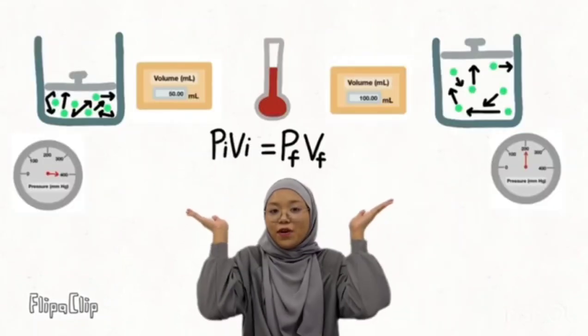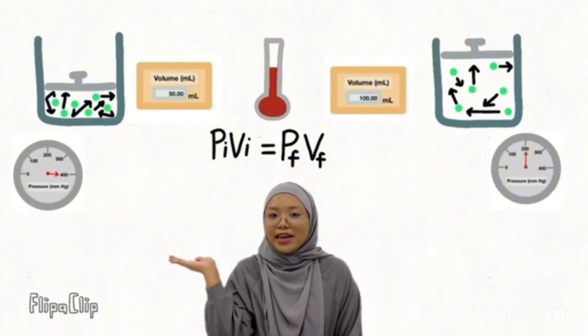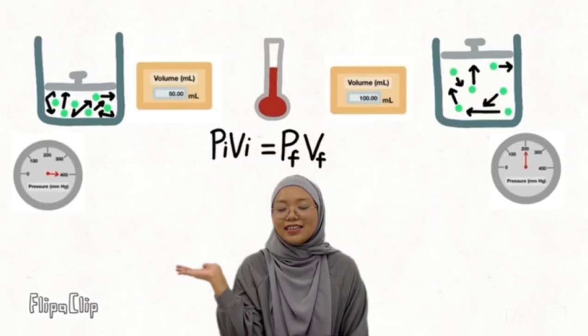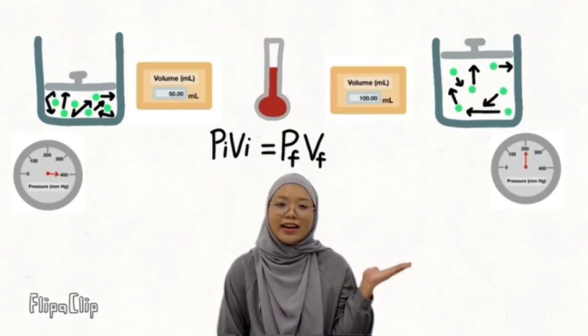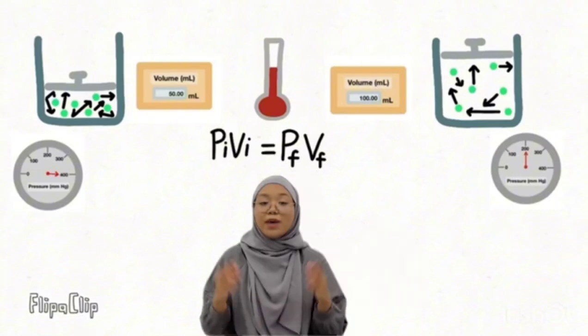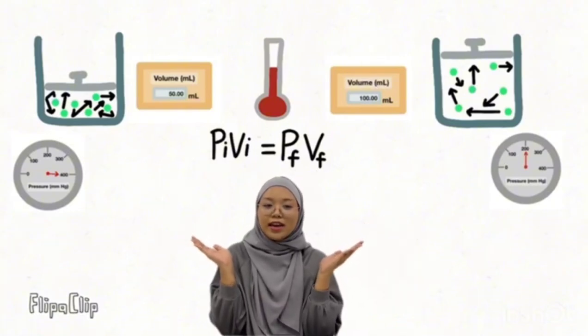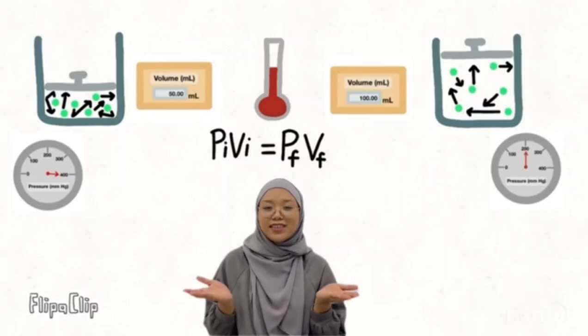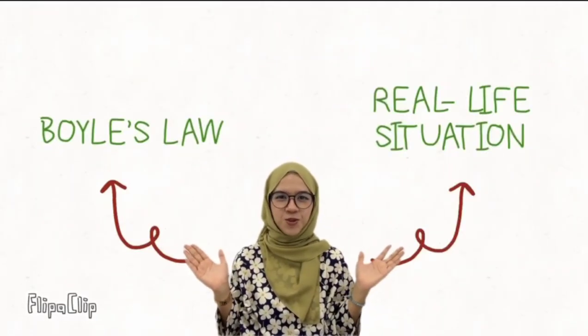As you can see from the picture above, and my right hand shows, as the volume decreases, the pressure increases. Meanwhile, as the volume increases, the pressure decreases. By using the formula above, we can find the volume resulting from the change in pressure and vice versa. Now let's see how we can apply Boyle's law to real life situations.